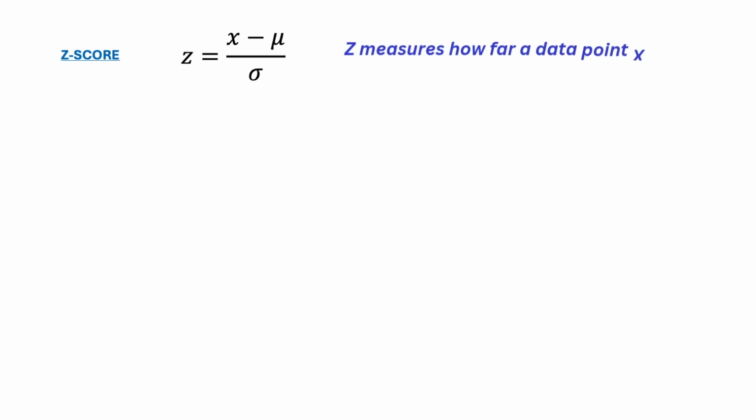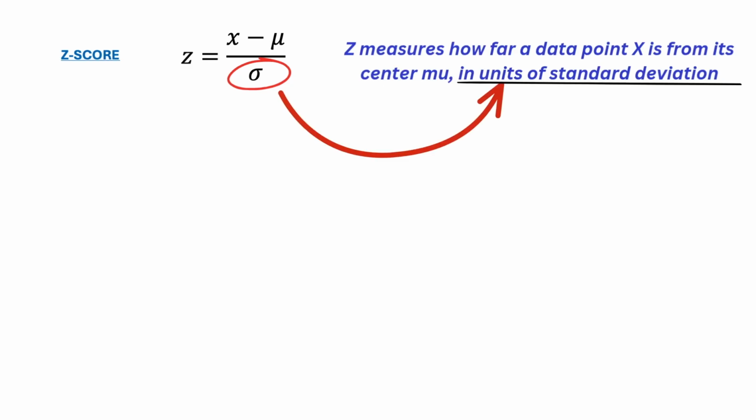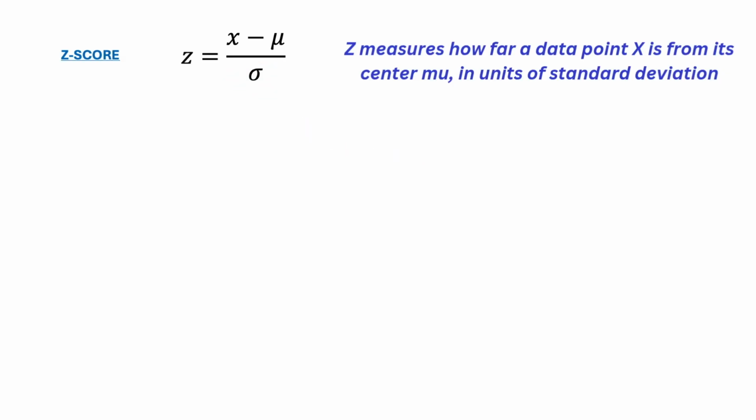It measures how far a data point x is from its center mu, divided by the standard deviation. That division by the standard deviation is a way of saying that we're measuring the distance between x and mu in units of standard deviation. That's it. That's what it means. Now, what's the impact of that?